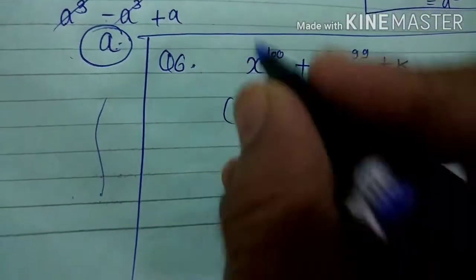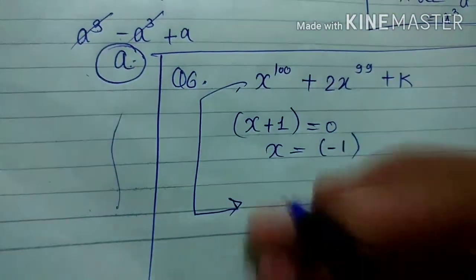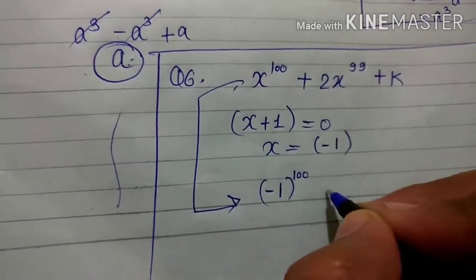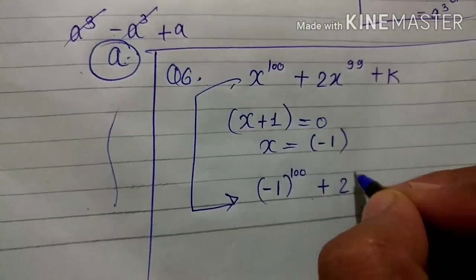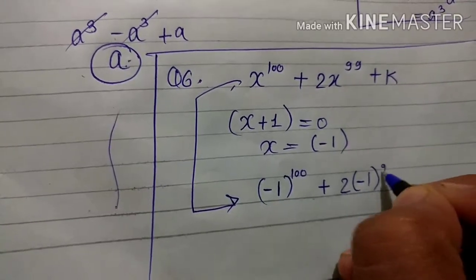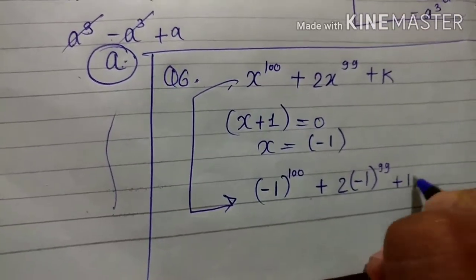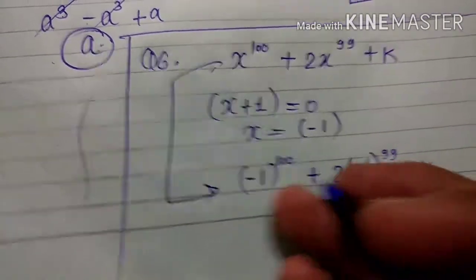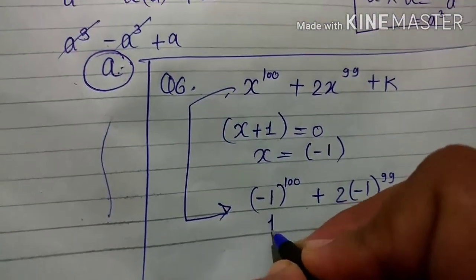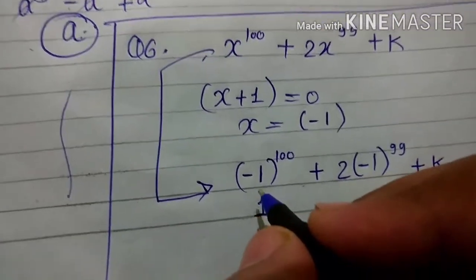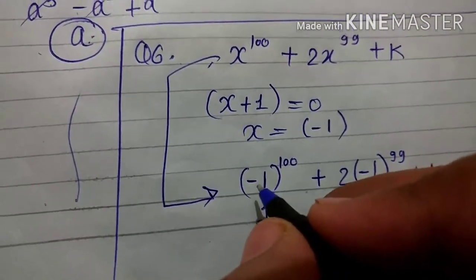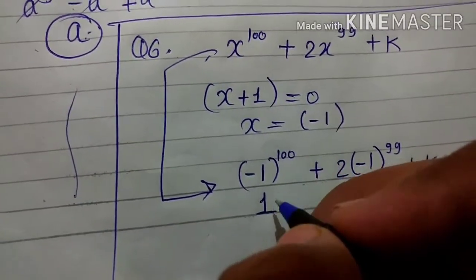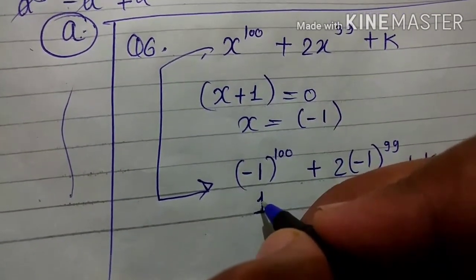So in place of x raised to the power 100, we can write minus 1 raised to the power 100, then plus 2 multiplied by minus 1 raised to the power 99, and at last plus k. When the number is negative and its power is even, the answer will always come out positive. Once again I am revising the step: 100 is an even number, so the answer always comes positive. So 1.